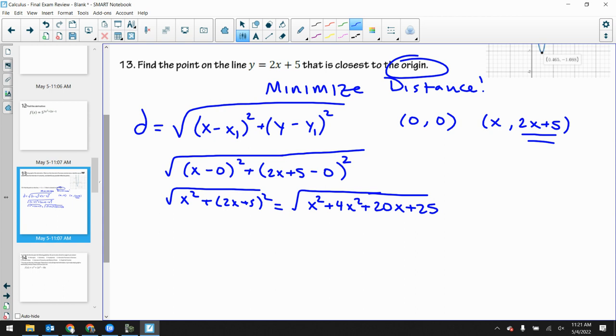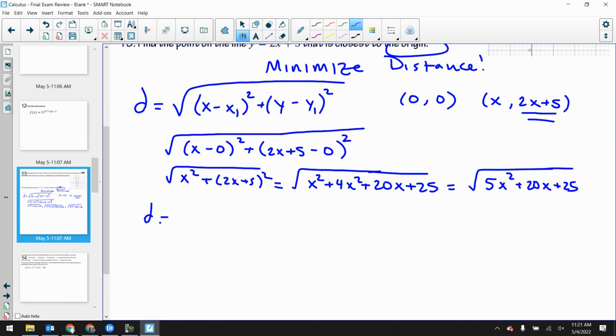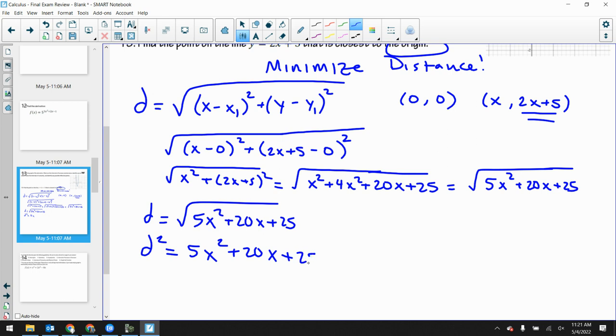All right, so let's keep going here. Let's simplify this down. That gives me 5x squared plus 20x plus 25. Okay, so that's distance, right? So d is equivalent to the square root of 5x squared plus 20x plus 25. So in other words, d squared is equal to this polynomial, 5x squared plus 20x plus 25. Now, remember that I want to minimize distance. Remember, to try to minimize something is to find the maximum or minimum values.